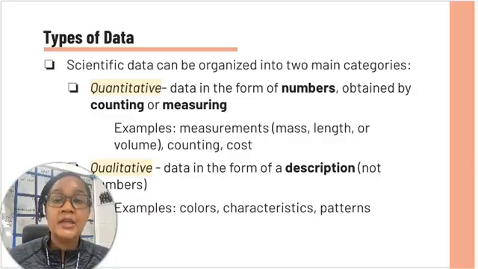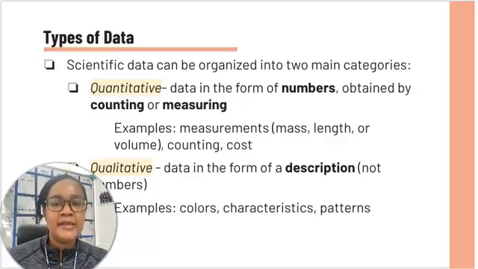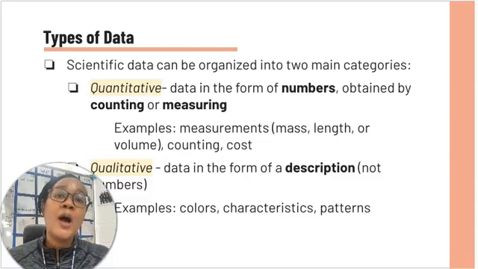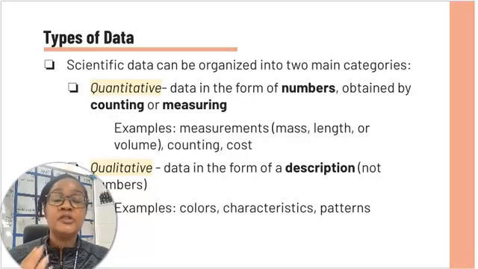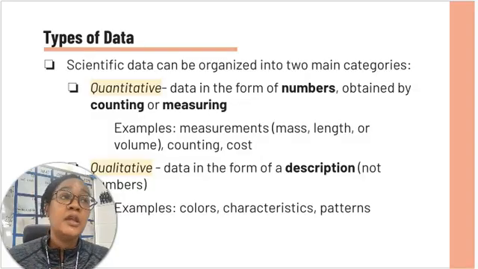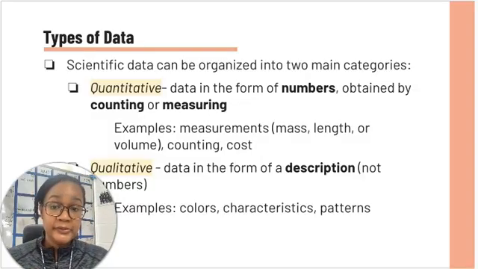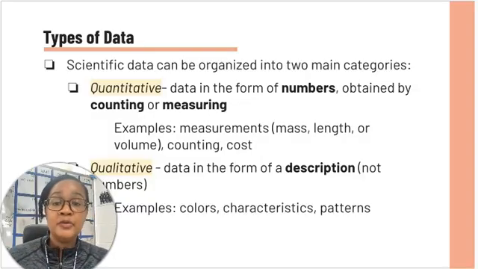The other type of data can be helpful in science, but is most often not used as your dependent variable. And this would be things that are qualitative. If I hear the word qualitative, what I hear is qualities or characteristics. And this is data in the form of a description. So this would not include numbers. This would include things like color, using words like big or small, characteristics, patterns, smell. All of that would be qualitative.